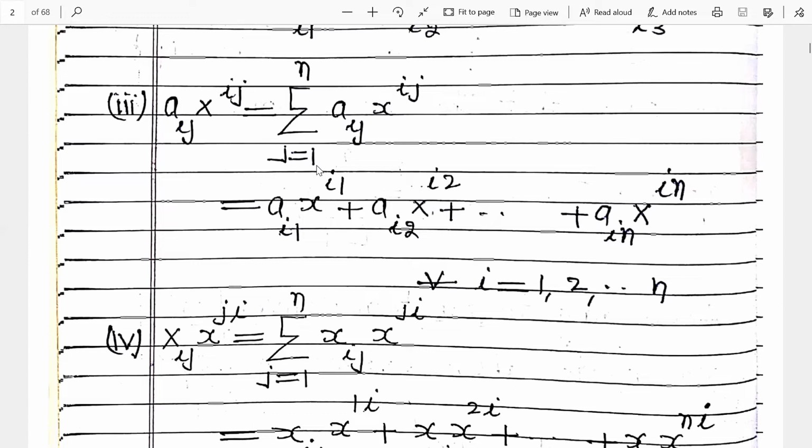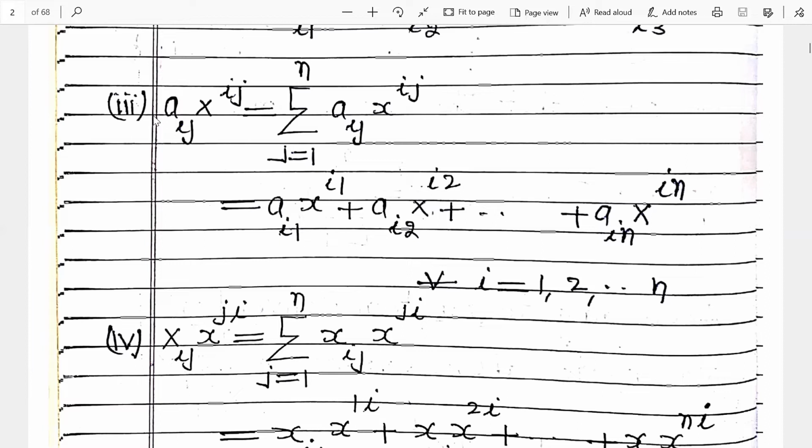This is a summation of j running from 1 to n, or this can be written as ai1 xi1 plus ai2 xi2 and so on up to ain xin. So this is for every i running from 1 up to n. So first it is for i equal to 1, second is for 2, and third is for 3, and so on up to n.